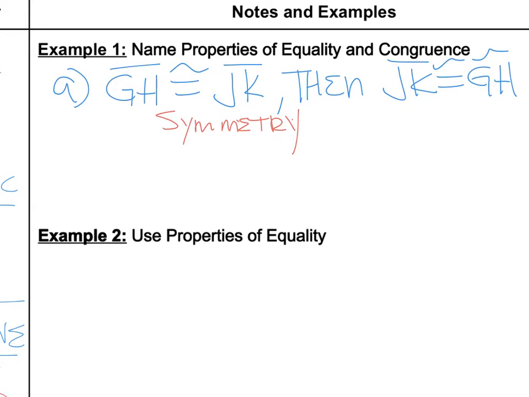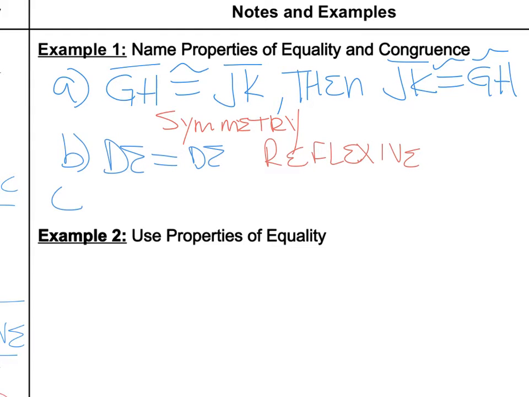Okay, so that's A. Now let's talk about B. We're going to do 3 examples here. This is a toughie. You got DE is equal to DE. Now again, which one do you think that might be? They're identical, looking at themselves in the mirror. That's right, it's the reflexive property.